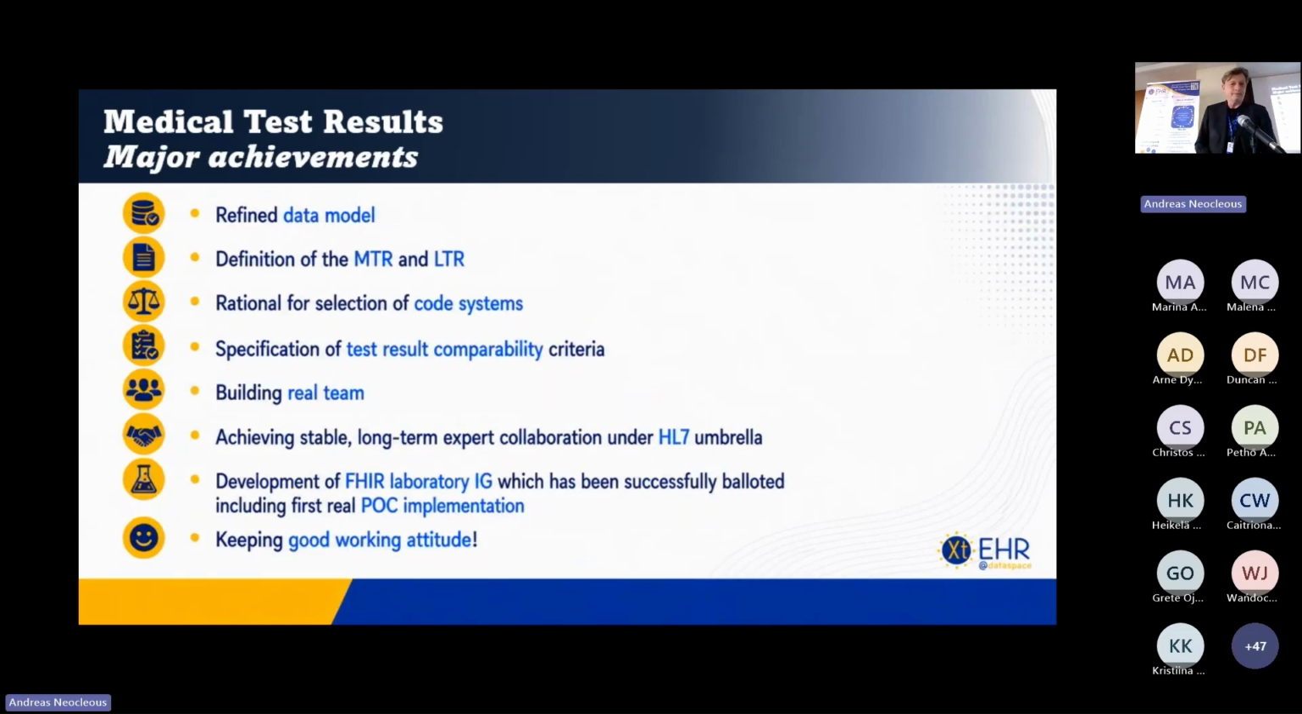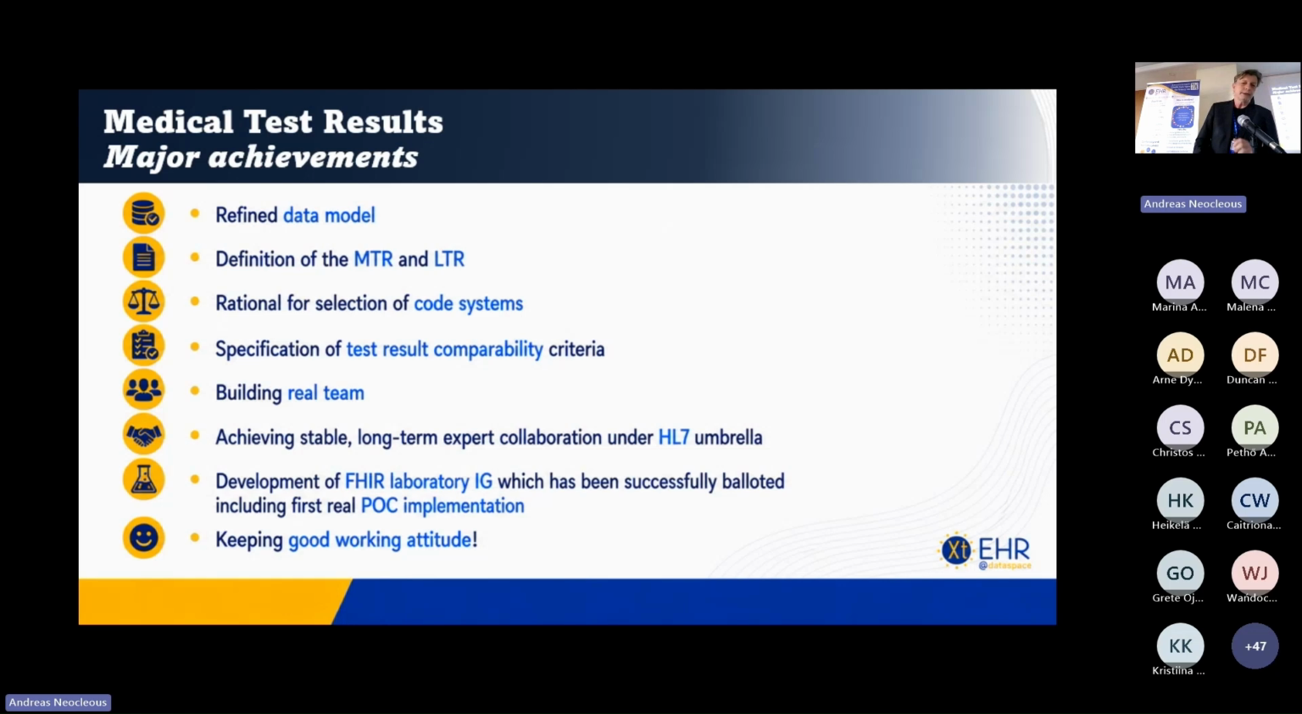Our achievements: a refined data model, which has been mentioned also by Daniel and others. I think that after several rounds of harmonization across different use cases, we now can speak with a single language independently of the use case, but specific enough for our special cases. That's why we created 2 logical models, one for general observations, which we call medical test result, and a specific one which has some additional information in the laboratory test result logical model.